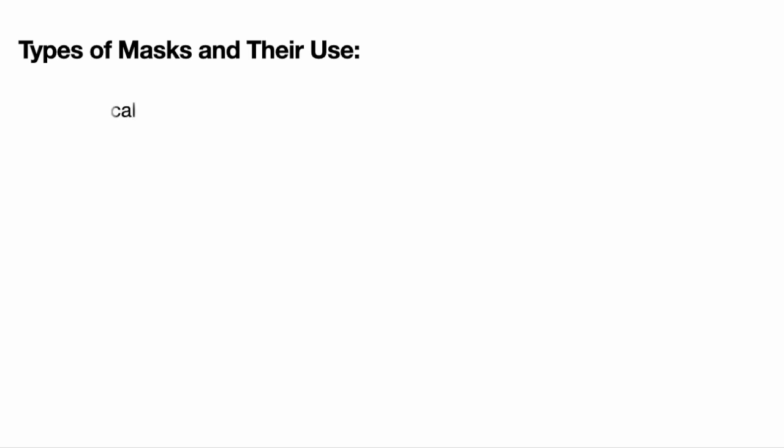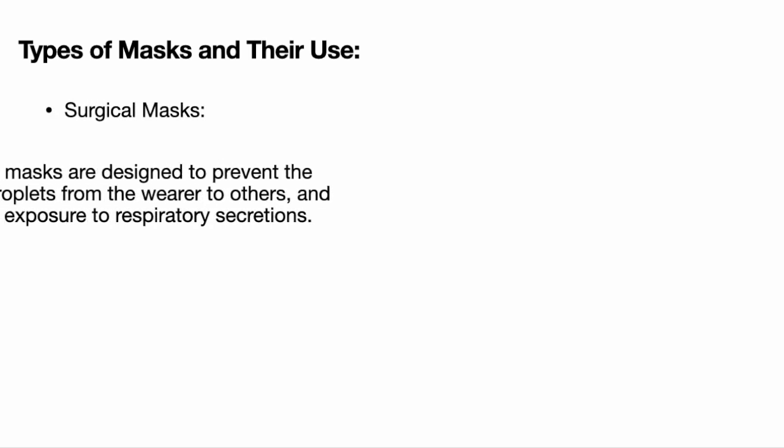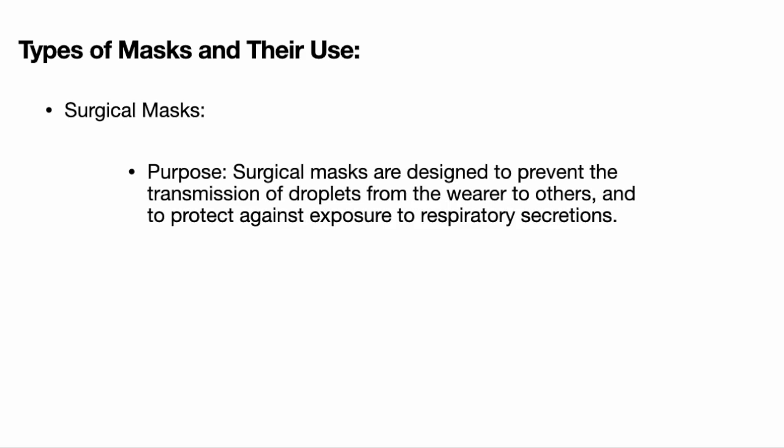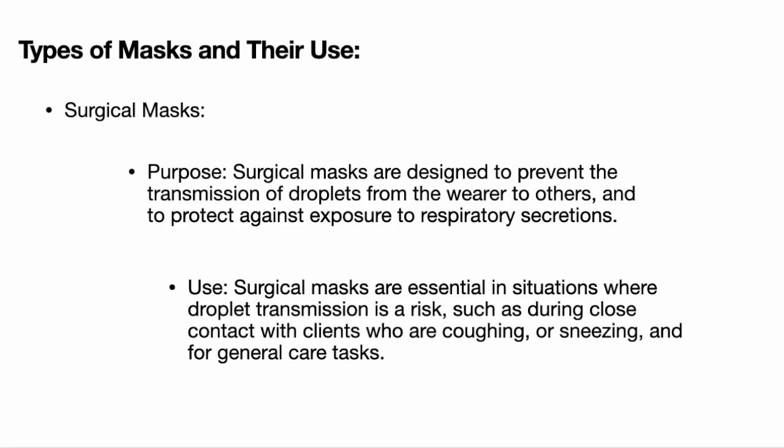Types of masks and their use. Surgical masks. Purpose. Surgical masks are designed to prevent the transmission of droplets from the wearer to others, and to protect against exposure to respiratory secretions. Use. Surgical masks are essential in situations where droplet transmission is a risk, such as during close contact with clients who are coughing or sneezing, and for general care tasks.